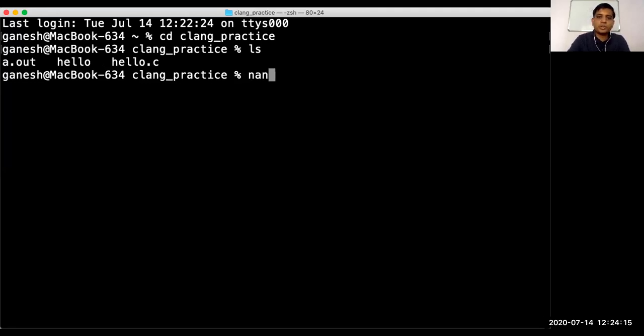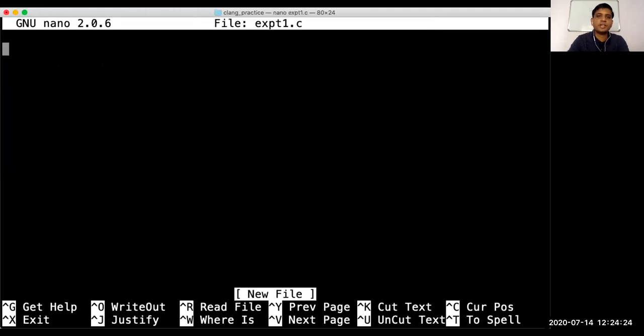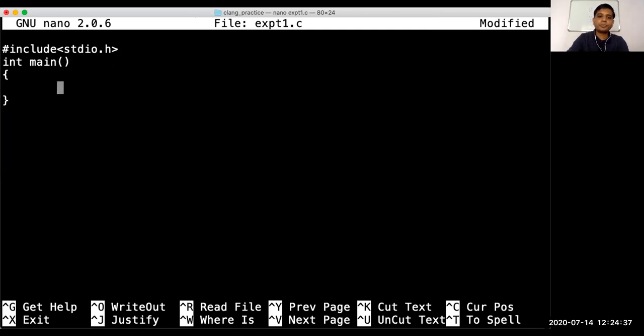Suppose I want to create one more file, nano expt1.c, experiment 1. This is one file that I am creating. Because I'm going to use printf and scanf, I'm including stdio.h, and then the main function, and then return 0.